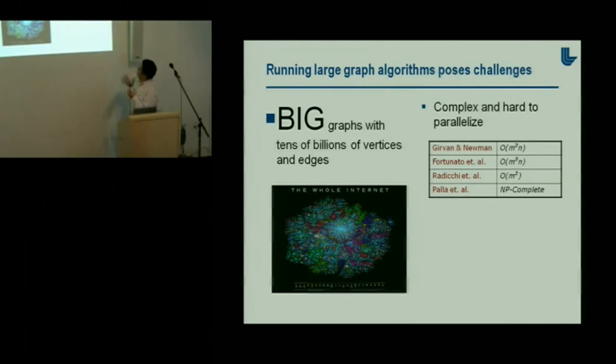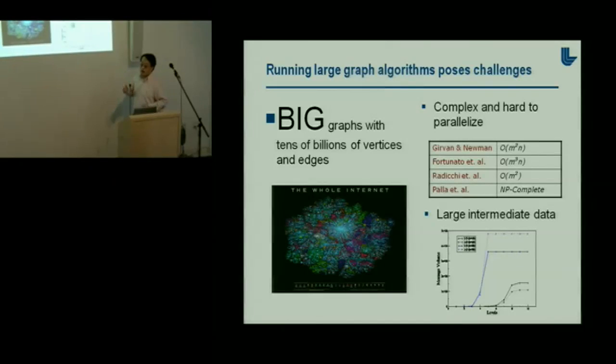Also, many of the graph algorithms have n cubed or n squared type of complexity. The other lesser known problem is that the way these algorithms work, they tend to generate a lot of intermediate results. And this is the source of big performance problems. For example, this is the size of the level sets in breadth-first search. As you increase the levels, the size of the intermediate results shoots up very rapidly.